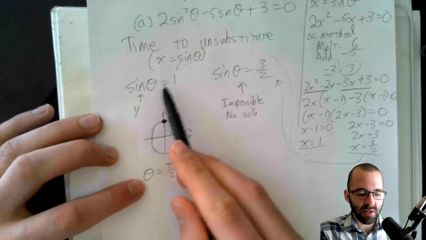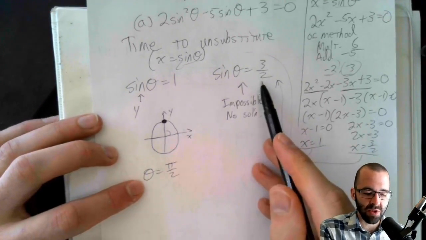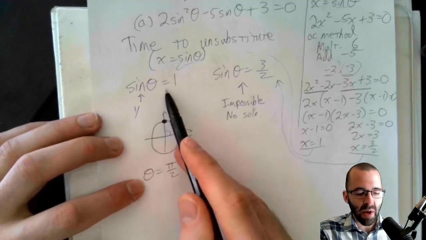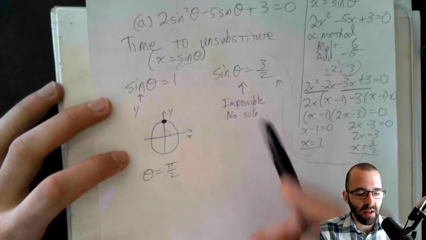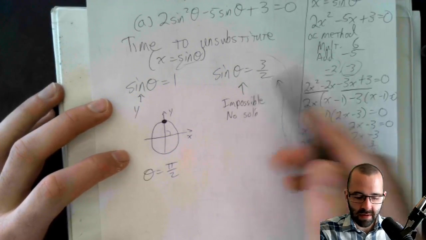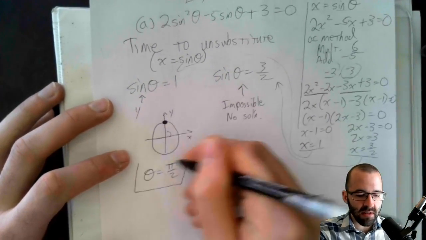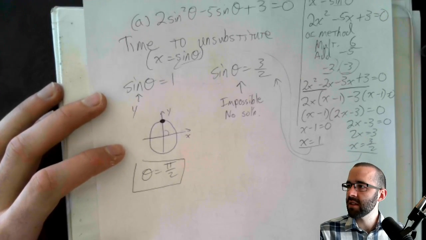We take our solutions to this equation and the solutions to this equation, we put them together. Theta is pi over 2 or 90 degrees. Again, I will take degrees as an answer. And there were no solutions to this one. So this is actually our only solution to this equation.